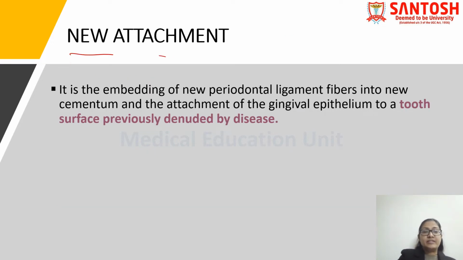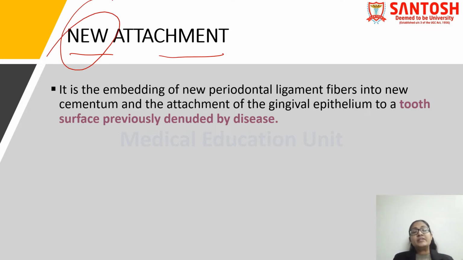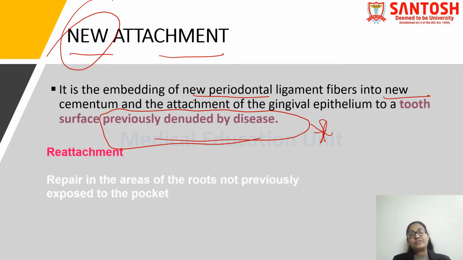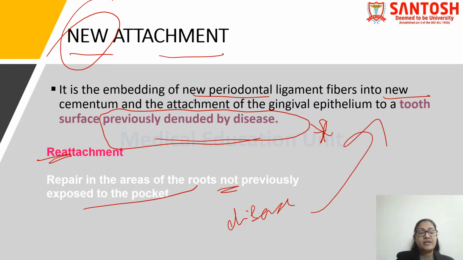Now, what is new attachment? As the name itself says, new. It is the embedding of new periodontal ligament fibers into new cementum and attachment of the gingival epithelium to the tooth surface, previously denuded by disease. This is the key word here. So if you remember, reattachment was repair in the areas not previously exposed to the pocket. So when there is disease, it's going to be a new attachment, and when there is a clean cut injury, that's going to be reattachment.